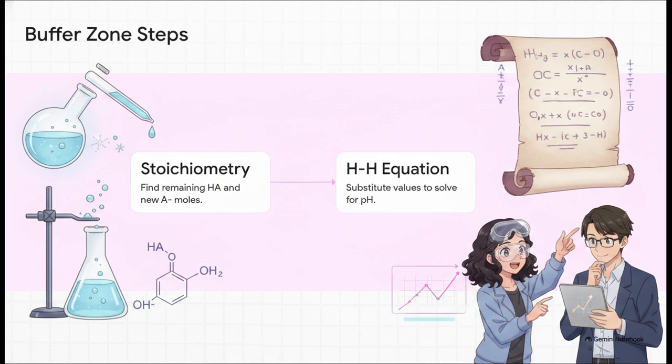Step 1. Stoichiometry. Calculate the moles of strong base added, which wipes out an equal number of moles of your weak acid and generates that exact same number of moles of your new conjugate base. Step 2. Take those shiny new post-reaction mole values and just drop them straight into Henderson-Hasselbalch. That immediately spits out your gradually rising pH.